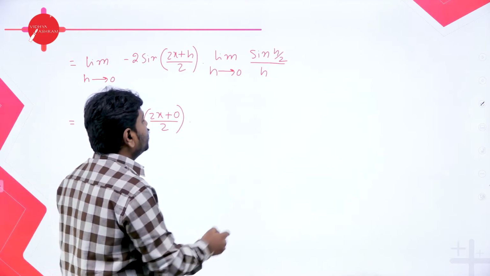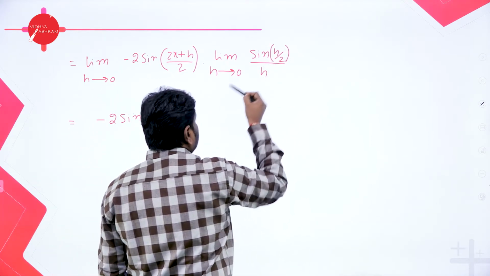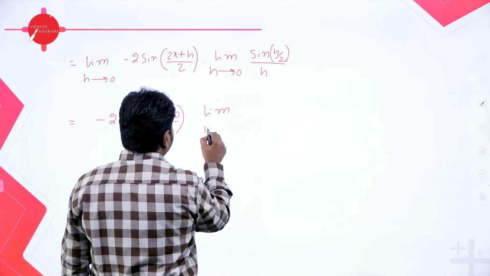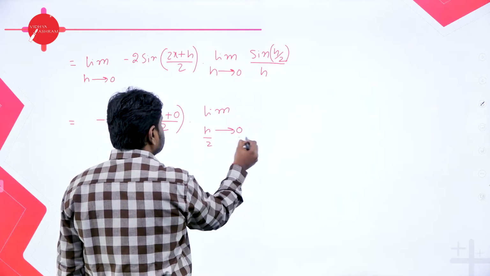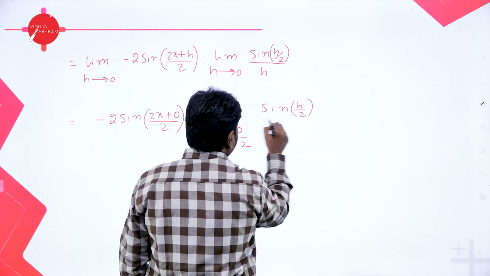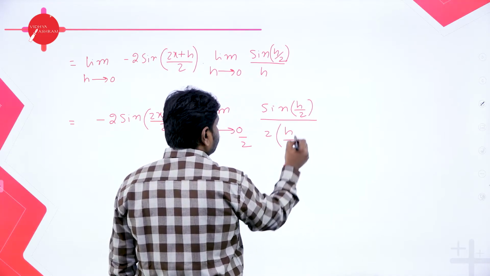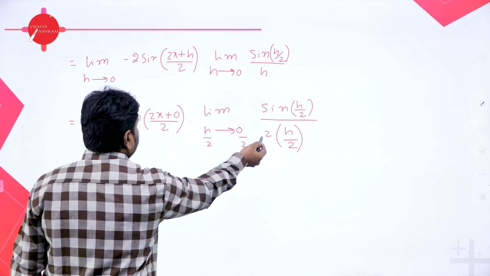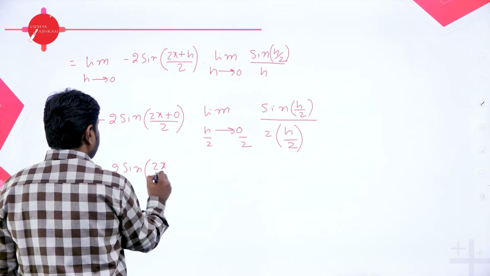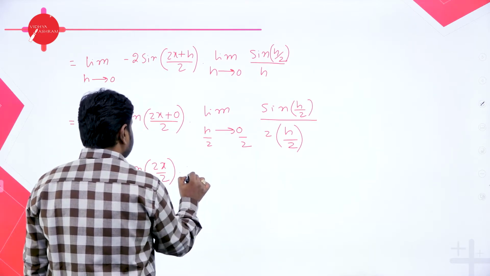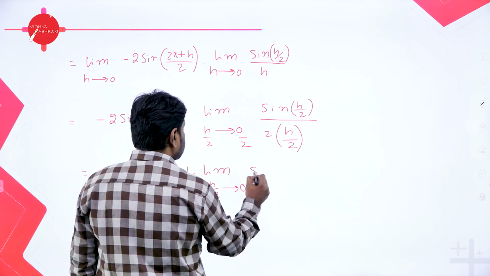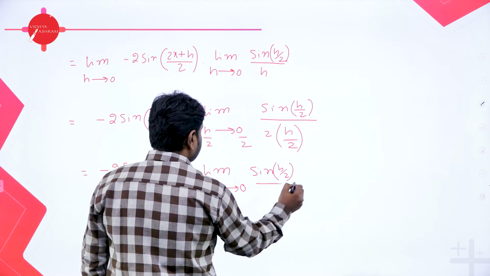Into, now if you observe, inside the sine we have h by 2, but here I have h, so make the denominator also h by 2. Limit h is tending to 0, so I will divide by 2 on both sides: h by 2 tends to 0 by 2. And in the sine I have h by 2, but in the denominator I have h, so I am dividing and multiplying by 2, so by 2 into 2. Now this 1 by 2 is constant, take it out: minus 2 sin (2x plus 0, which is 2x, by 2) into this 1 by 2, which is constant, take it out, then apply limit h by 2 tends to 0 by 2, which is 0, of sin (h by 2) by (h by 2).